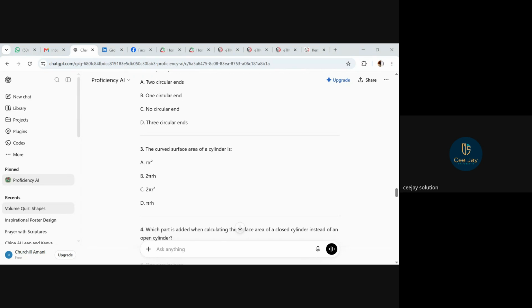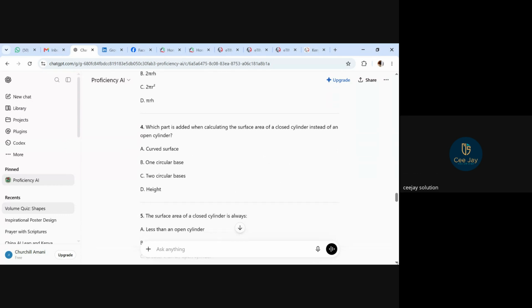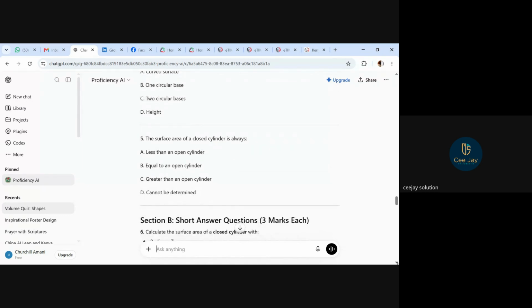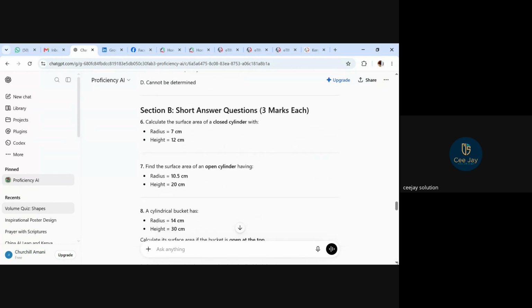I see Damaris, ameshare hapo, Joyce, Lona, Ruth, okay, Tony. Hizo swali zimetosha. We go now kwa calculation. Tukuje kwa calculation.